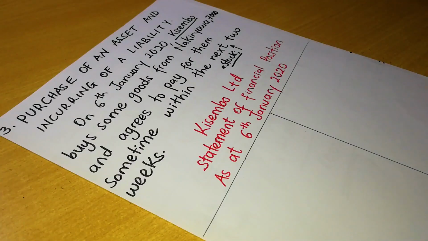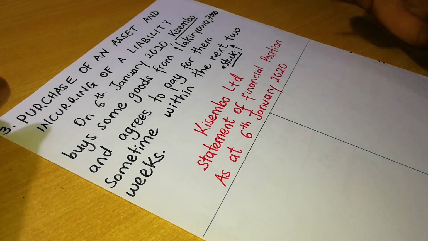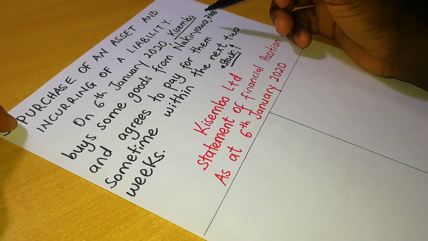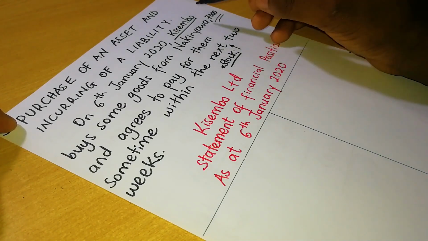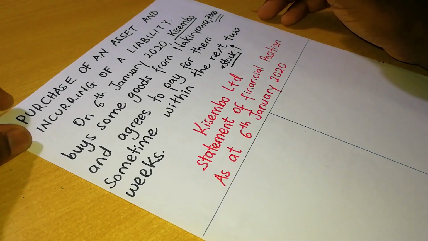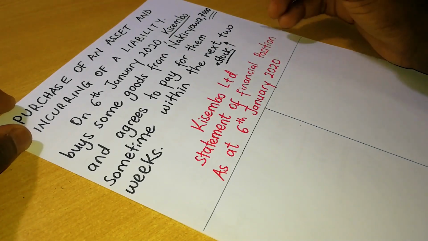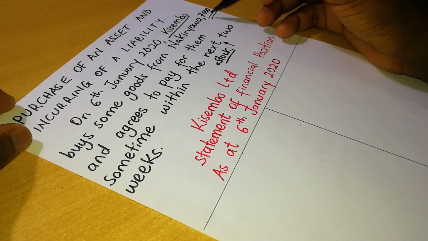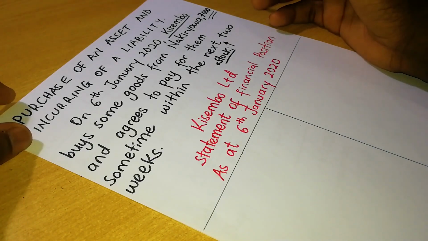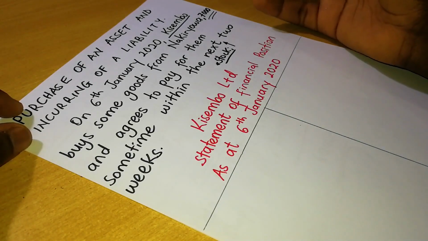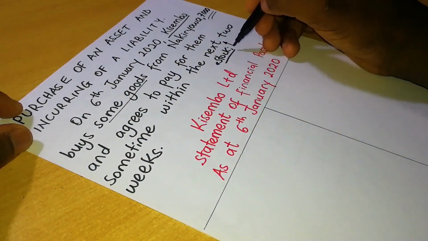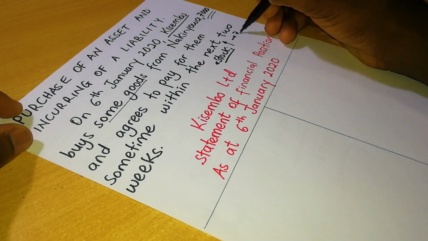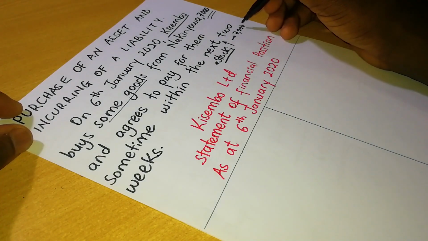So in our third transaction, it says that on 6th January 2020, Kisembo buys some goods from Managerial for 7,000, and agrees to pay for them sometime within the next 2 weeks. So he agrees to pay for them within the next 2 weeks. It means that this is a credit transaction. In other words, an asset has been purchased. In this case, the asset is stock because it buys some goods. So stock increases by 7,000. Stock has increased by 7,000.